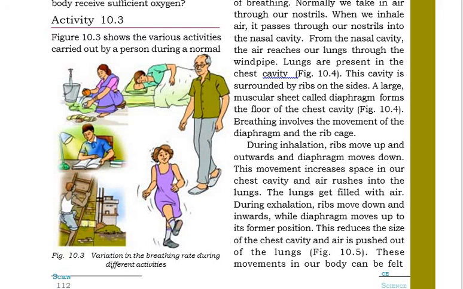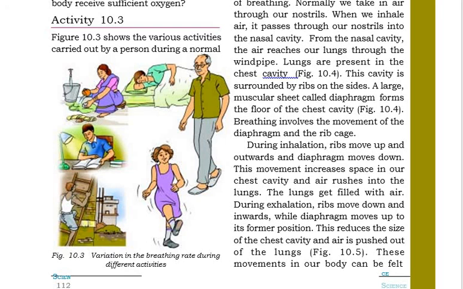So the cavity is enlarged. So maximum air enters into the cavity or the lungs. The lungs will be enlarged. This movement increases the space in the chest cavity and the air rushes into the lungs. The lungs get filled with air.